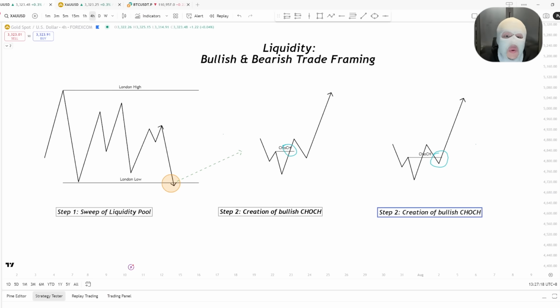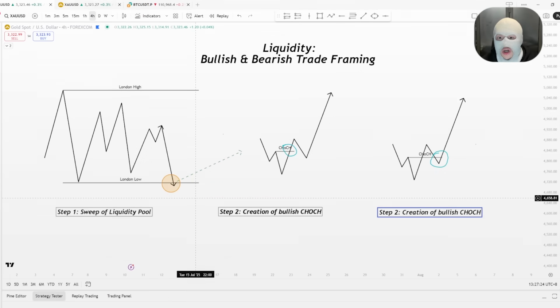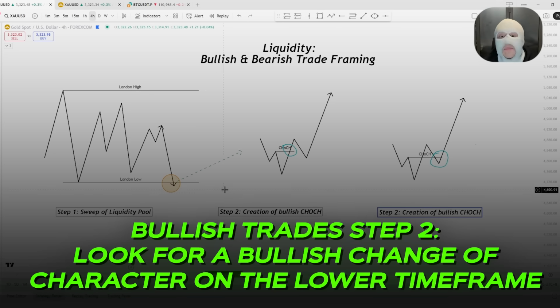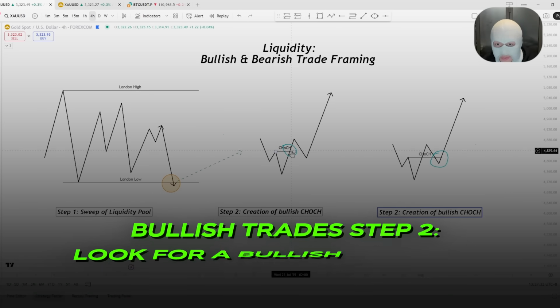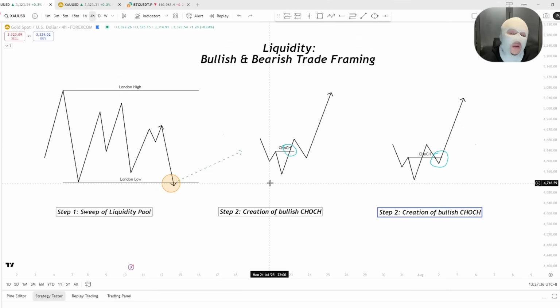So, let's go through a rough outline of a bullish trade. Step 1 is to look for a low to be swept. For a quick refresher, this can be a previous X low or a session liquidity low. Step 2 is to look for a bullish change of character on the lower time frames. When I say lower time frames, I'm mostly referring to the 1, 3, and 5-minute time frames. I'll discuss this in more detail when we go through the actual trade examples.